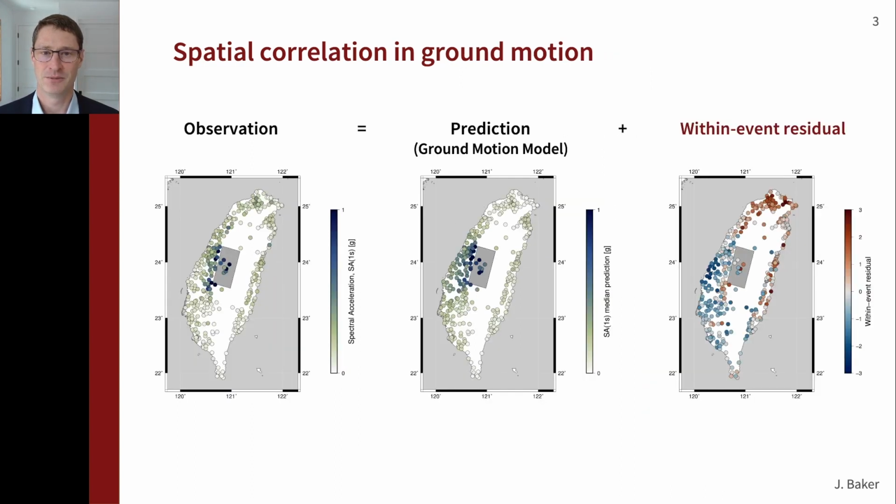So let's break this down a little bit more in detail. The left pane here shows the same map as the previous slide. So these were the observed ground motion intensities. A lot of this pattern we can predict using a ground motion model. So here I'm using an empirical ground motion model in the middle panel. And these are the predictions of the ground shaking intensity we would expect to see. So that was a function of the magnitude of the earthquake, then the distance from the rupture to the station.